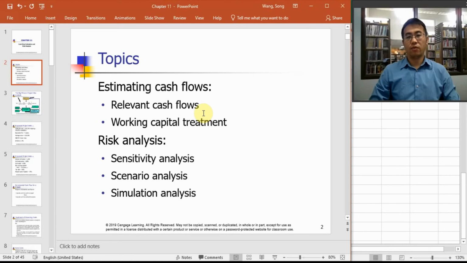If you are running a restaurant, you definitely need inventories, raw materials to process the food, and that kind of cost money. And this would incur cash flows. And for the risk analysis part of this chapter, we're going to learn sensitivity analysis, scenario analysis, and simulation analysis. The simulation analysis here is basically scenario analysis, but it incorporates so many scenarios.